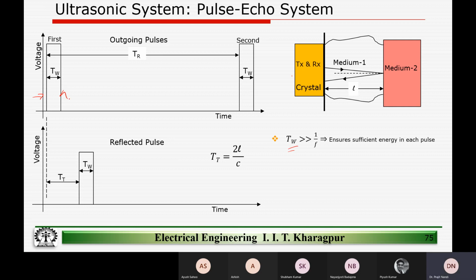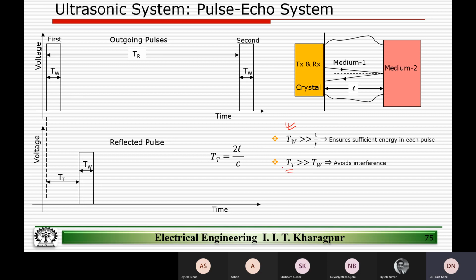If it's a very small width pulse, what does that mean? The energy or the power content in this pulse will be very small, so it will not even reach medium 2 and get reflected. So we need to ensure that TW must be much greater than 1 by f, the frequency of the sound wave that we are intending to read.